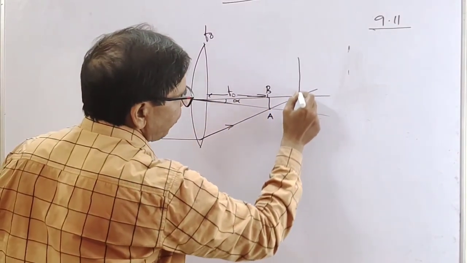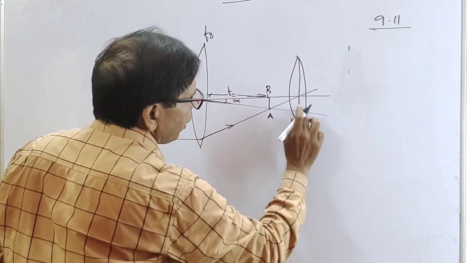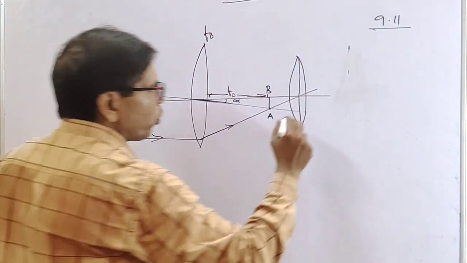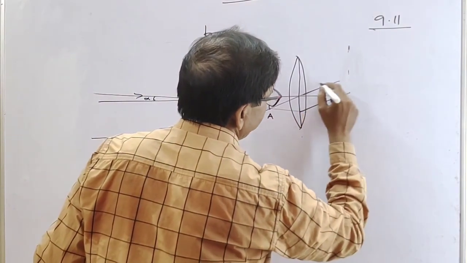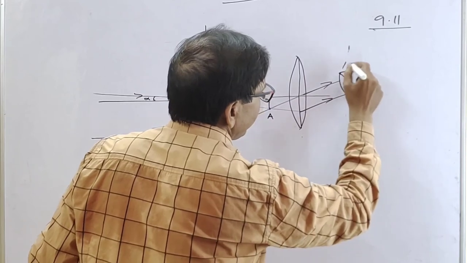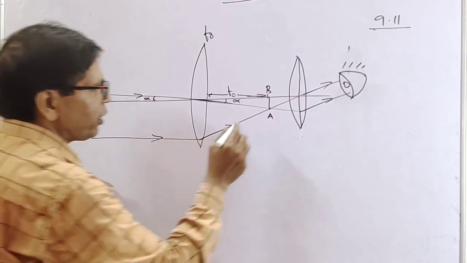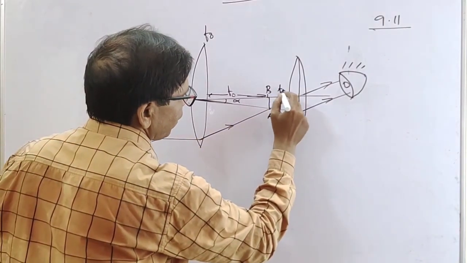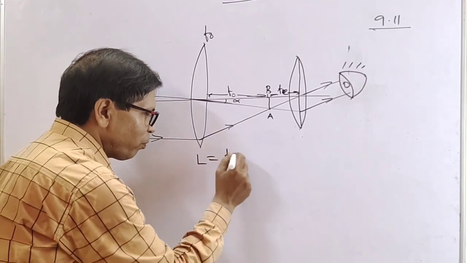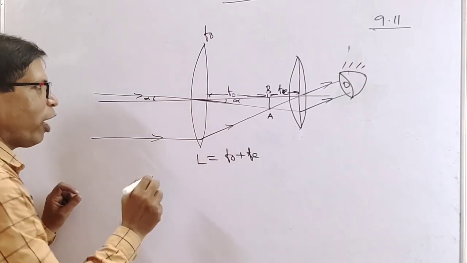Now look at this. This is the position of the eyepiece. Now this is the eyepiece. If the focus of the eyepiece is also at the point B, then the final image is formed at infinity. This type of image formation is called infinite focusing. So for infinite focusing, this is FE. For infinite focusing, the length of the telescope is FO plus FE. Now angular magnification.